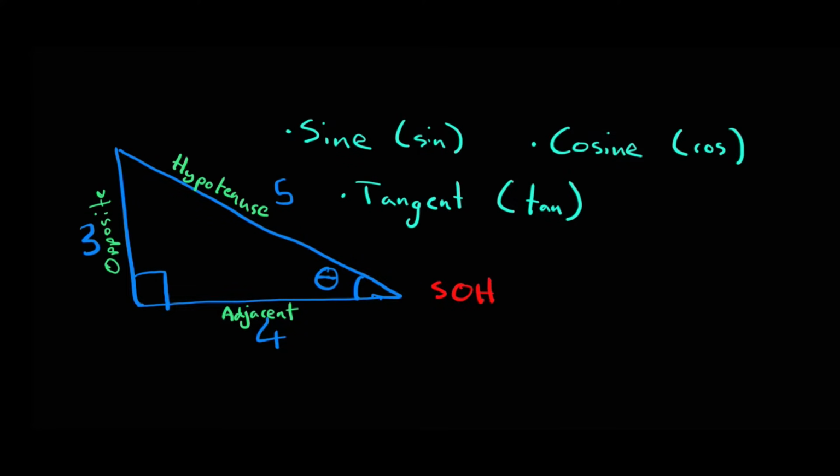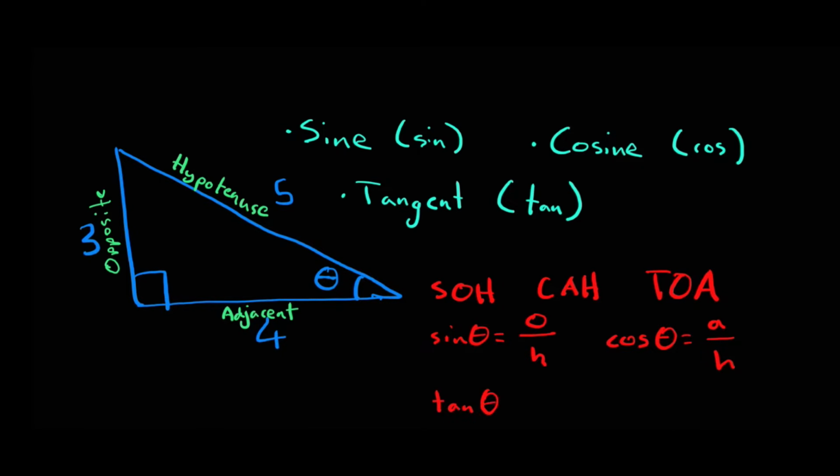So, soh cah toa. And this stands for sine of theta equals opposite over hypotenuse. Cosine of theta equals adjacent over hypotenuse, and tan of theta equals opposite over adjacent. So that's just something you need to remember.